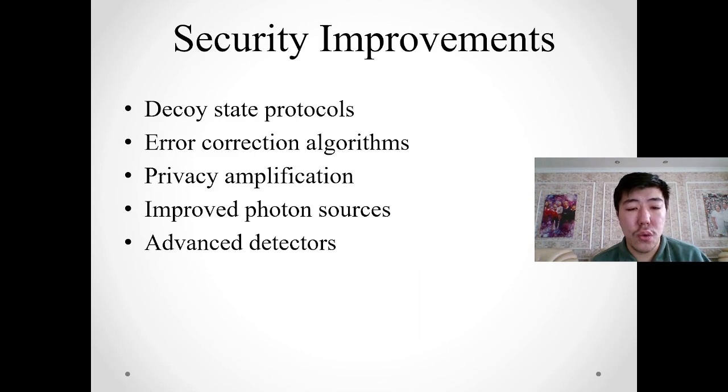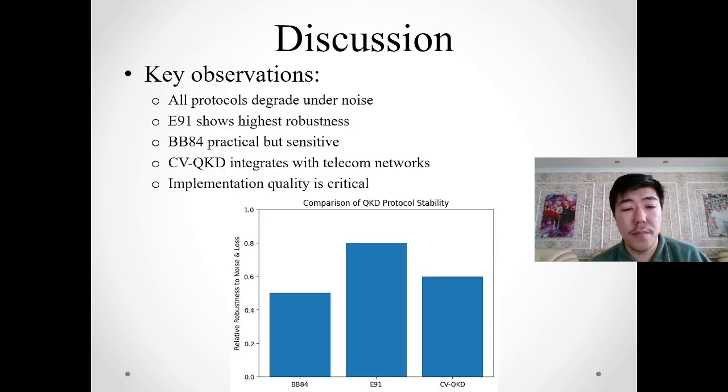So my suggestions to improve the security of QKD systems: for example, several countermeasures can be applied. First, we can use decoy state techniques to prevent photon number splitting attacks, or error correction algorithms to reduce the impact of the noises. Also, privacy amplification removes any information that an attacker may have obtained. Hardware improvements such as better detectors or photon sources also increase the system reliability.